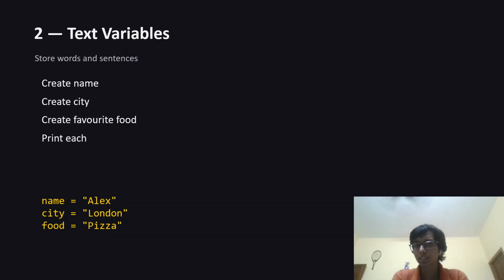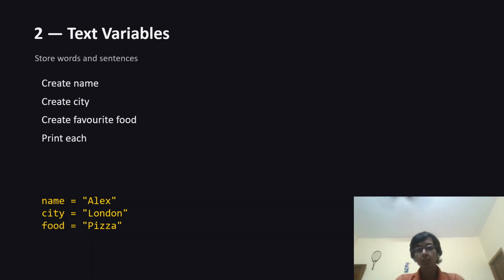Now, not just numbers, we have text variables. It can be anything. It can be a sentence. It can be a word. So we also have text variables. These are a type of variables, right? So a text variable stores words and sentences.